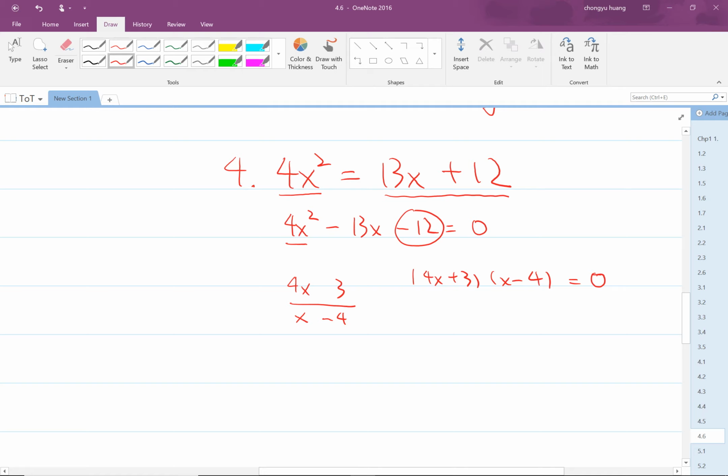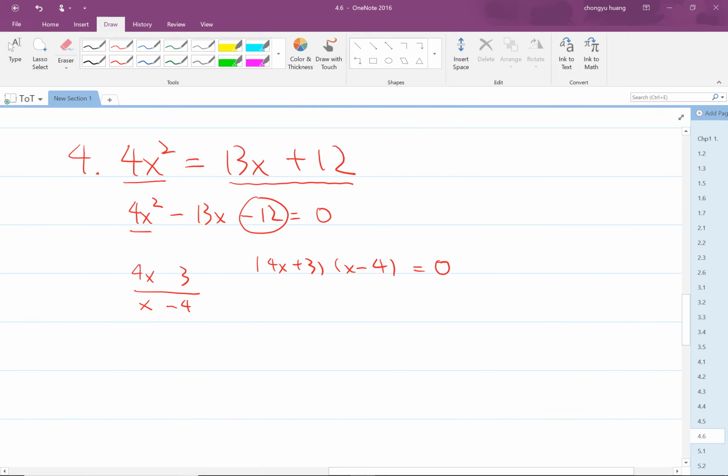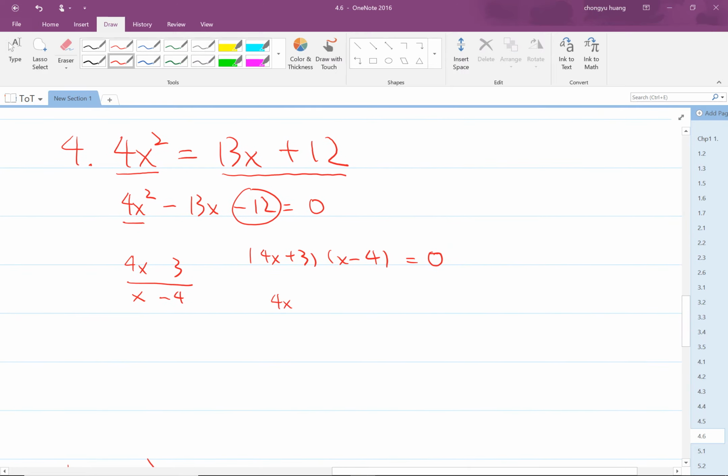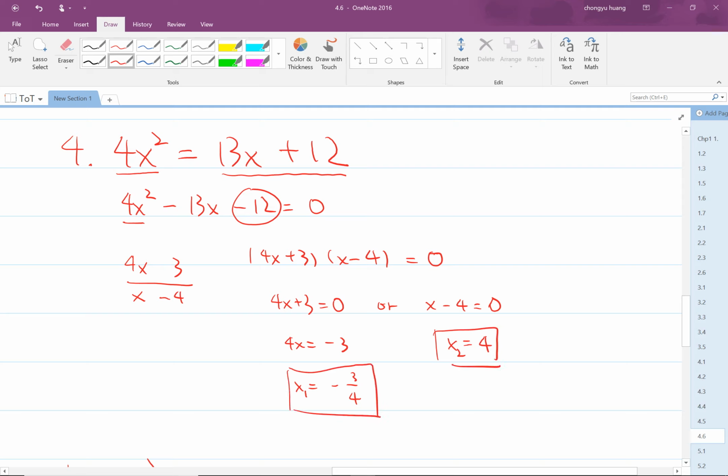Now we can apply the zero product principle in order to solve the problem. So 4x + 3 = 0, or x - 4 = 0. Now we have to simplify for x. 4x = -3, and x = -3/4. And over here, x = 4. So we have x1 and x2. Those are the two solutions for this problem.